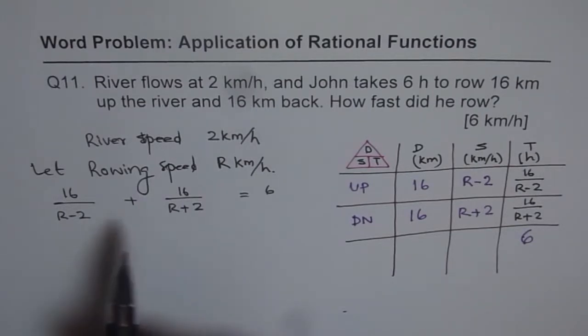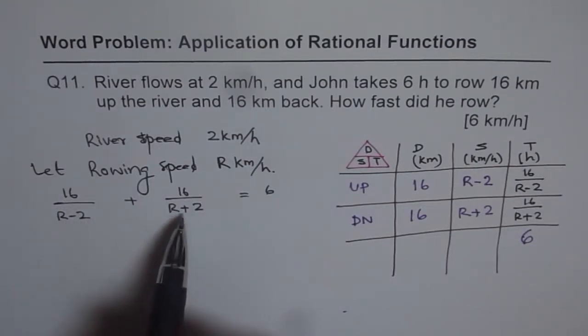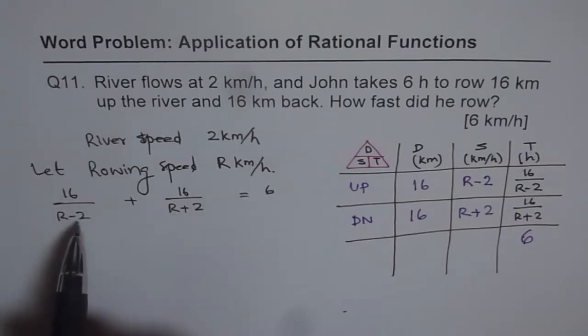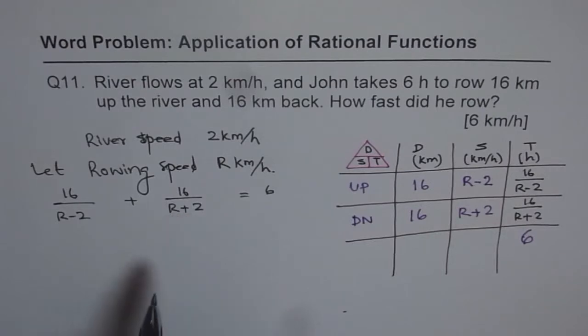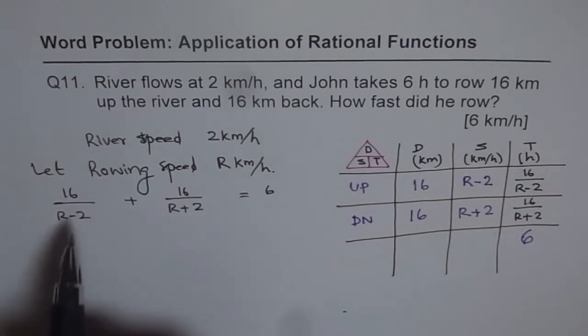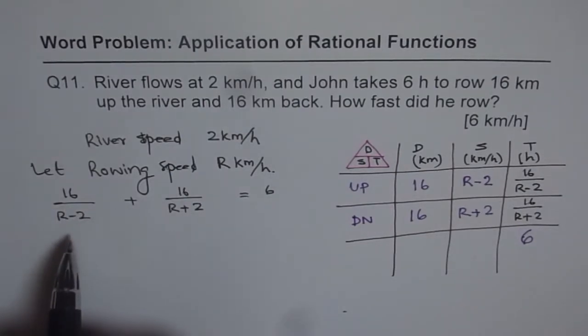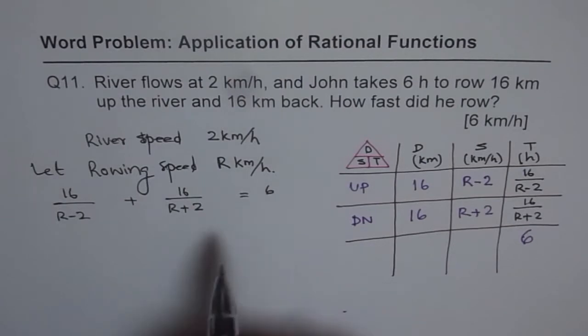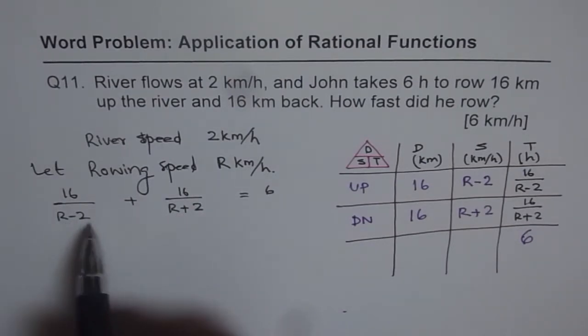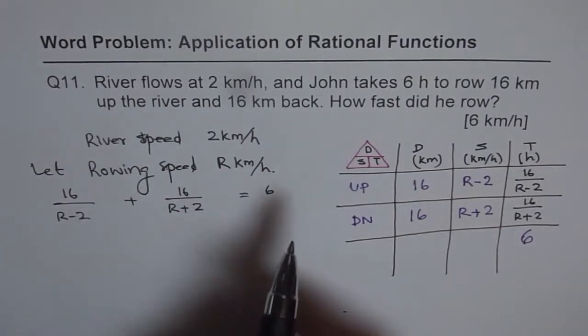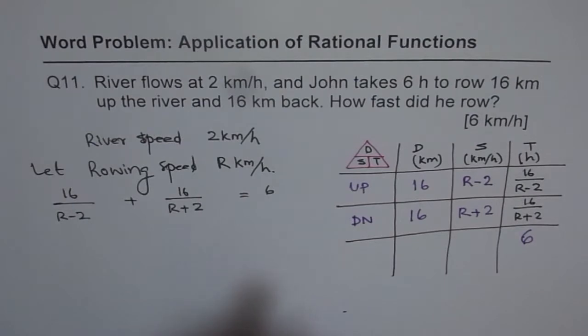To solve this, we always multiply all three terms by the common denominator. The common denominator is r minus 2 times r plus 2. When you multiply, it is kind of like cross multiplying: 16 gets multiplied by r plus 2, this 16 gets multiplied by r minus 2, and 6 gets multiplied by both of them, which is a difference of squares. You write this as r squared minus 2 squared. That helps, one step less towards the solution, okay?